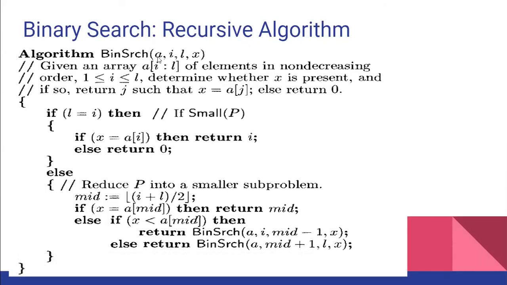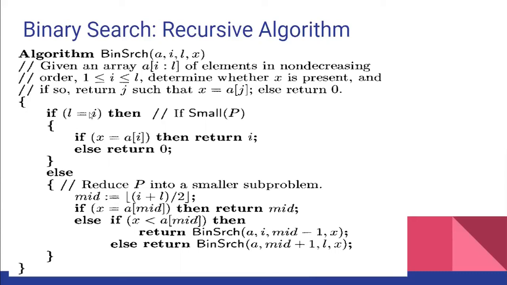A is the array of elements, I is the starting index, L is the last index, X is the element to be searched. Okay. So given an array A of I to L of elements in non-decreasing order, we have to determine whether X is present or not. If so, we are returning J such that X is equal to A of J. J is the index of the element. If the element is not present in the list, we will be returning 0.